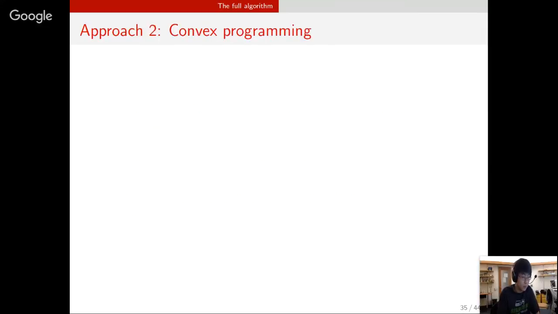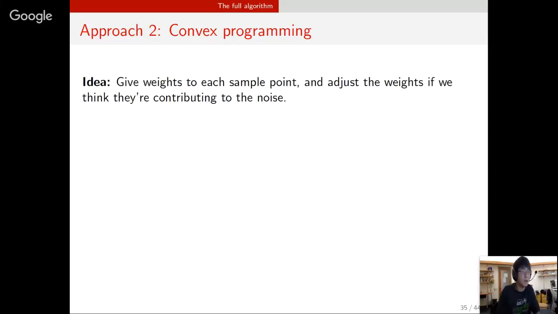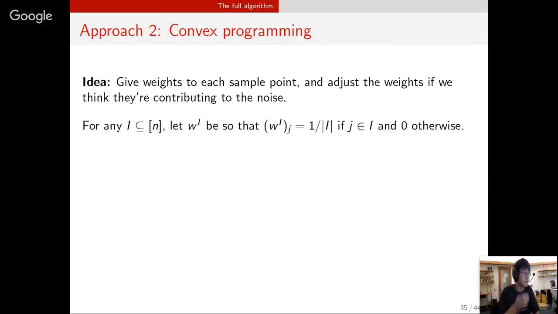Okay. The second algorithm is a bit more complicated to describe, but it's based on convex programming, and it's a kind of smoother version of the filtering. The idea is to give weights to each sample point and adjust the weights if we think they're contributing to the noise. So down-weight them if they're contributing to the noise, and make them bigger if we think they're good. Okay, so to describe the algorithm, I need a bit of notation. For any set I in 1 through n, let W sup I be the set of weights which are uniform over I and 0 otherwise.